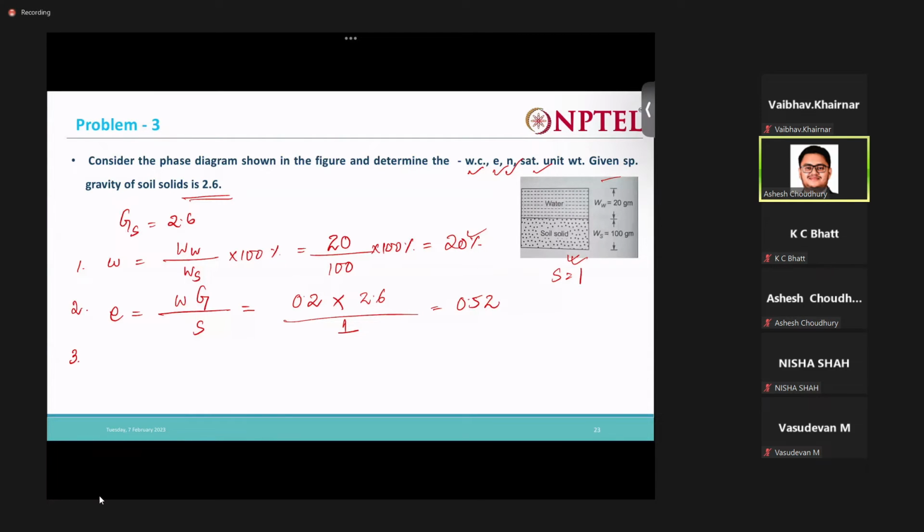Next we have the porosity n. We know the relation between porosity and void ratio is nothing but e by 1 plus e. Just plug in the values of e here and you will get the porosity as 0.34.